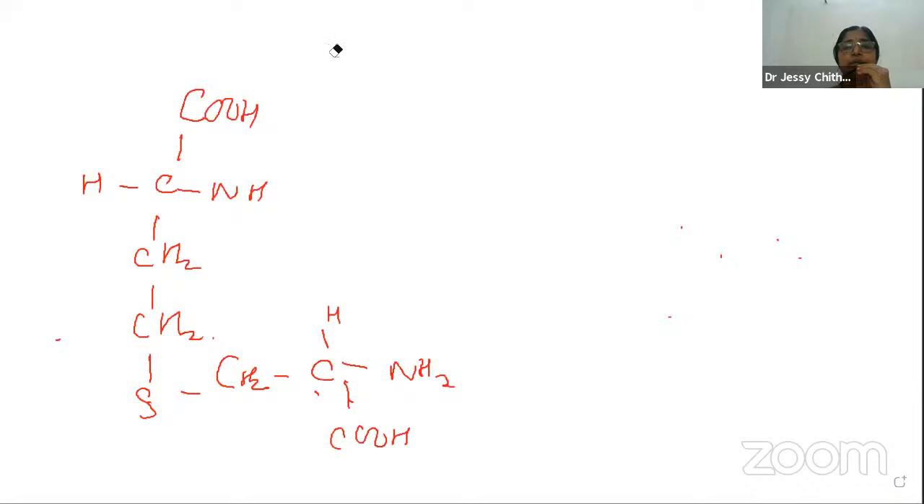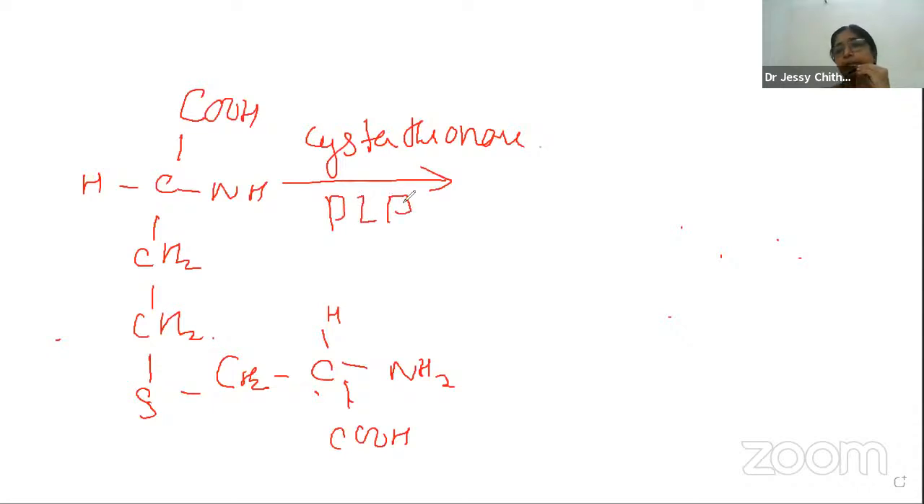And this cystathionine, in the presence of cystathionase enzyme, is hydrolytically cleaved. It is again a pyridoxal phosphate dependent reaction, PLP dependent, in which a molecule of water is added, forming cysteine and homoserine.